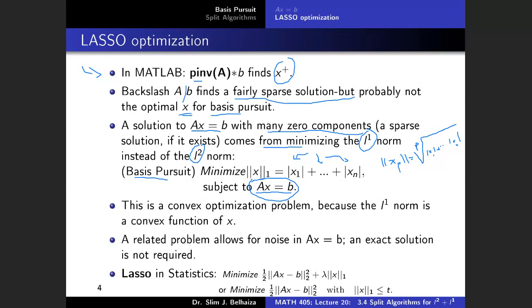Why is it convex? Anyone has an answer? Especially the guys from system engineering, whom I shouldn't be hiding now, because I can point at them one by one.